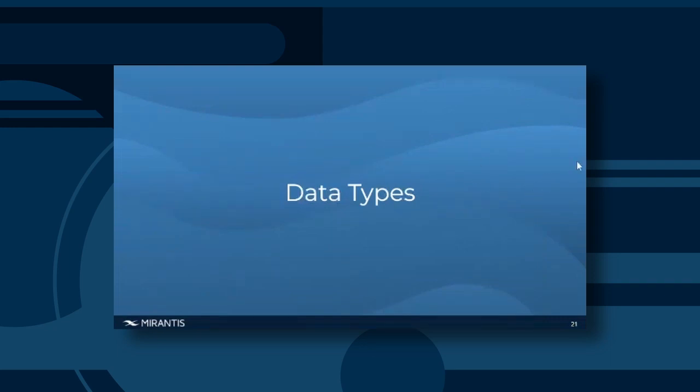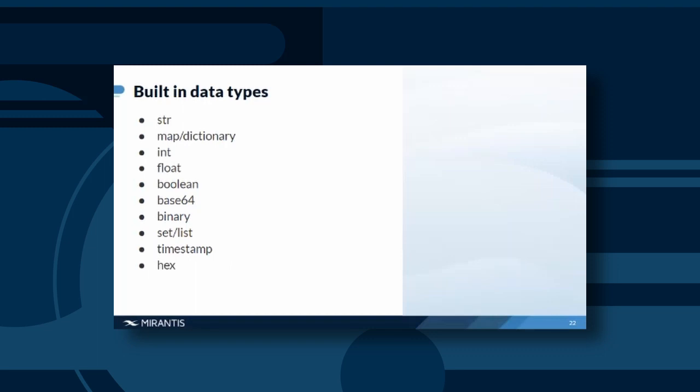All right, moving right along. Data types. Even though this is just a bunch of strings, YAML does recognize actual data types such as strings, integers, and so on. And it has quite a decent list of built-in data types, such as strings, maps, integers, and so on. Let's take a look at some of these.